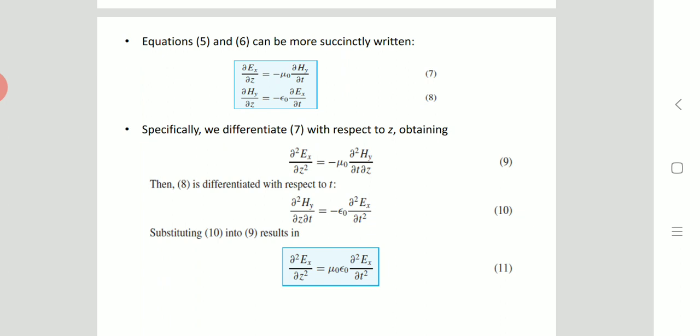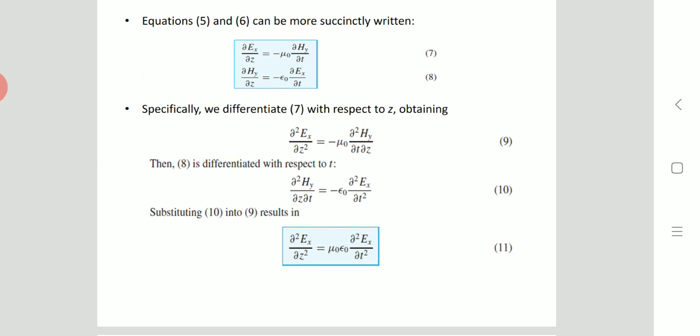Now, specifically, we differentiate equation 7 with respect to z again, obtaining dou square Ex divided by dou z square equals mu naught dou square Hy divided by dou t dou z. And equation 8 can be differentiated with respect to t, so dou square Hy divided by dou z dou t equals minus epsilon naught dou square Ex divided by dou t square. So these are the two equations after differentiating equations 7 and 8.